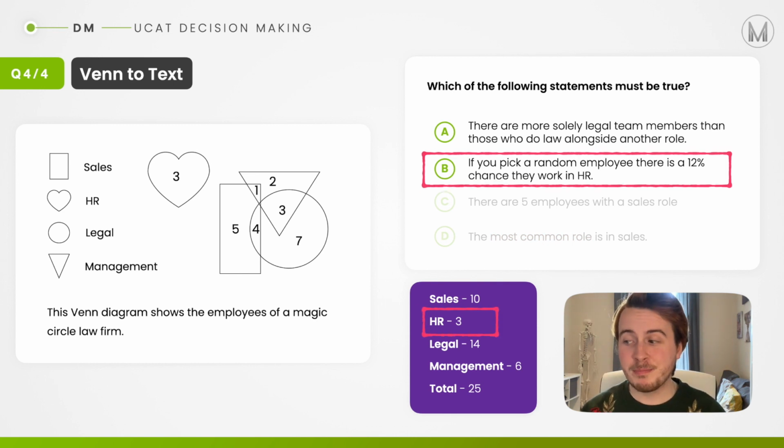So going on to option B now, because again it seems like a pretty easy one for us to determine. So we've got a random employee. There's a 12% chance that they work in HR. So that's fundamentally asking, do the HR employees make up 12% of this group? So we've got the 3 people over 25, 3 over 25. If I just multiply that up by 4 on both the numerator and the denominator, I'm going to get to 12 over 100, 12%. So grand, we've got B as our answer. I'm just going to bank that one and move on to the next question, as we're pretty confident that that's true at this point.